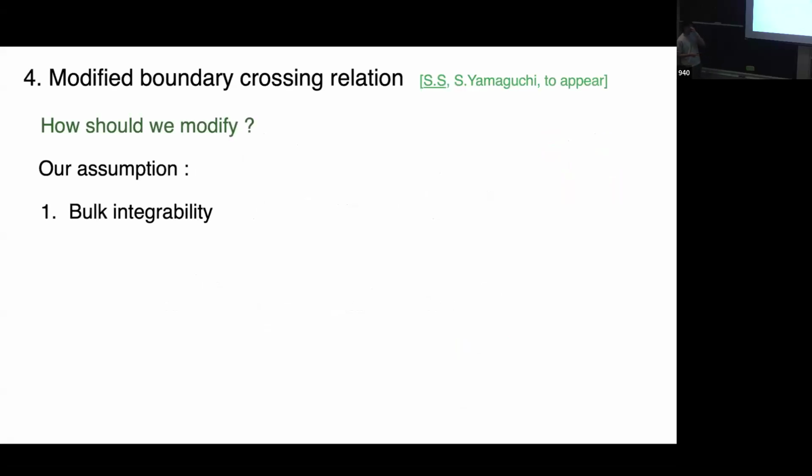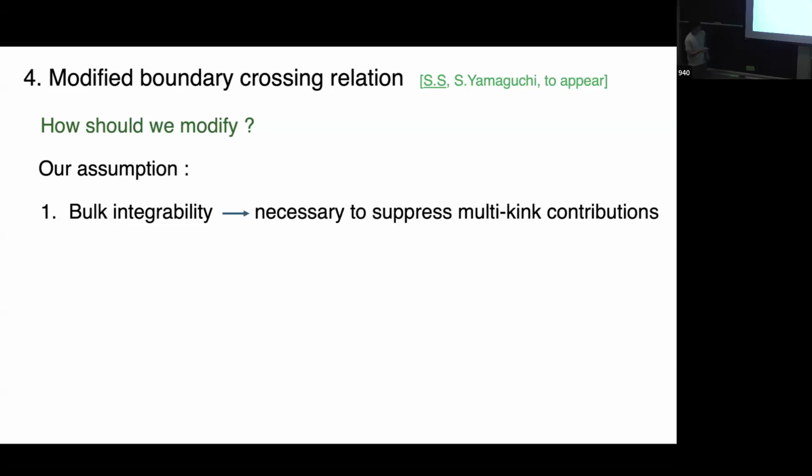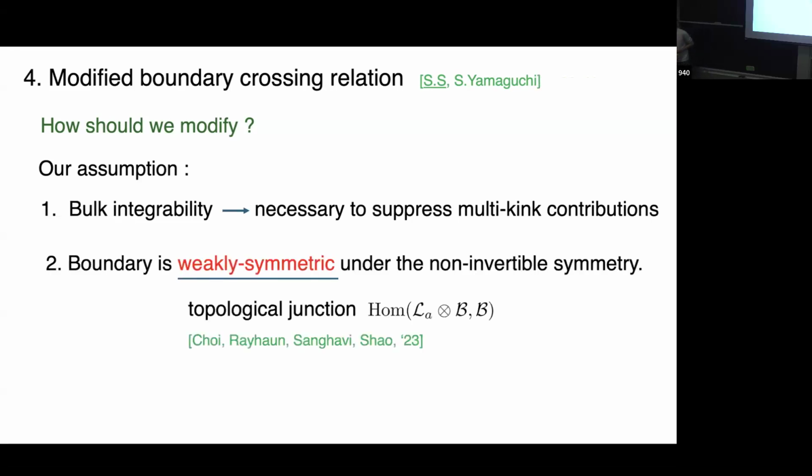Finally, we move on to our work. How should we modify the boundary configuration? As I said previously, we assume two things. The first one is bulk integrability, which is necessary to suppress merge kink contributions. The second one is that the boundary is weakly symmetric under the non-invertible symmetries in the bulk. The meaning of weak symmetry is that there is a non-trivial topological junction like this.